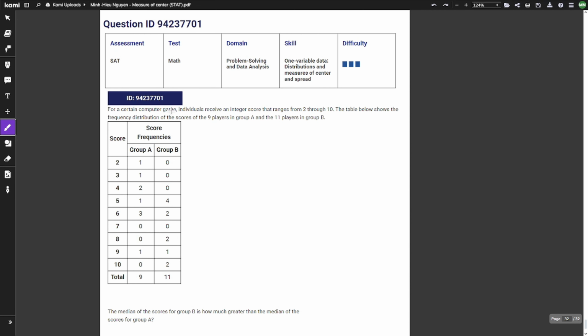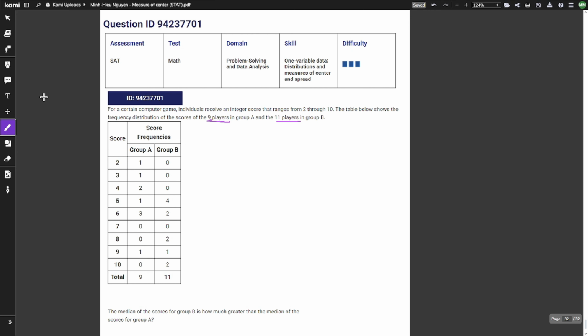For a certain computer game, individuals receive an integer score that ranges from 2 through 10. The table below shows the frequency distribution of the scores of the 9 players in Group A and the 11 players in Group B. The median of the scores for Group B is how much greater than the median of the scores for Group A? So first, normally you would think that, oh look, just go to the middle of the table and then subtract that, but we can't do that. And that's because there's 9 players in Group A and 11 players in Group B. So they don't have the same number of players.